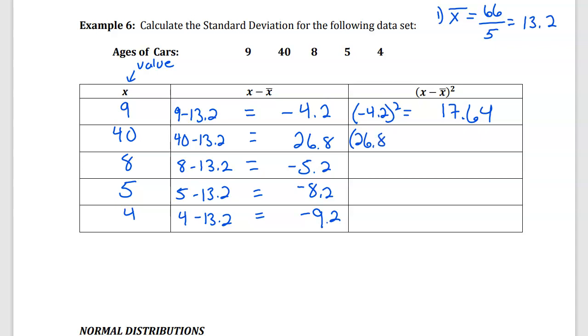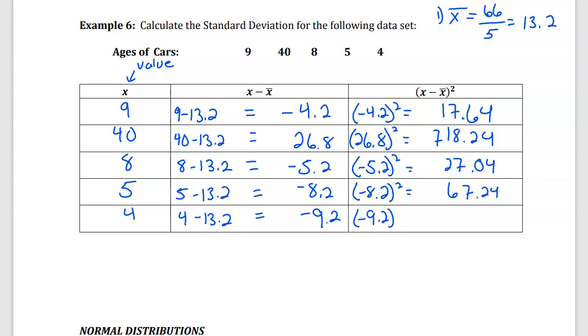So then we get 26.8 squared is going to give us 718.24. A negative 5.2 squared will give us 27.04. A negative 8.2 squared will give us 67.24, and a negative 9.2 squared will give us 84.64. Notice all of them are positive. This last column, everything needs to be positive.